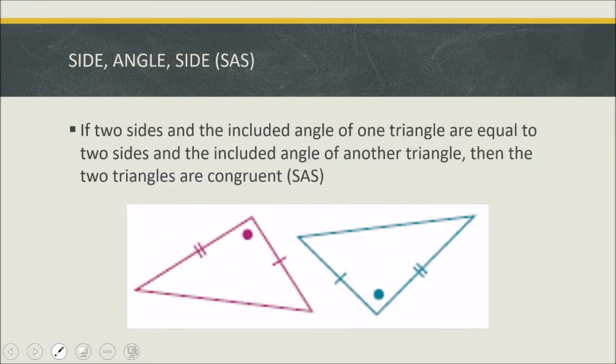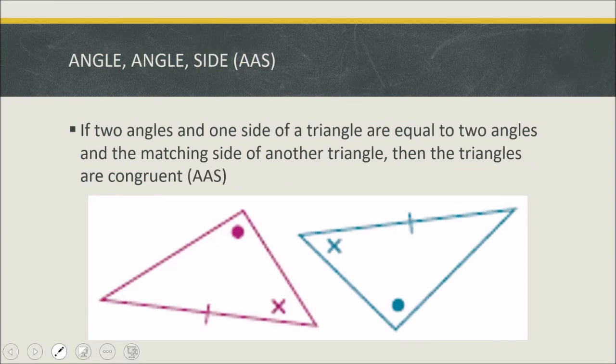Another test we have is side, angle, side. If 2 sides and the included angle of one triangle are equal to 2 sides and the included angle of another triangle, then the 2 triangles are congruent. So here we have 2 dashes, 2 dashes, 1 dash, 1 dash, and the angle. When we're talking about the included angle, it needs to be between the 2 sides that are matching.